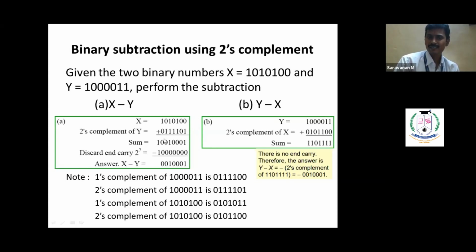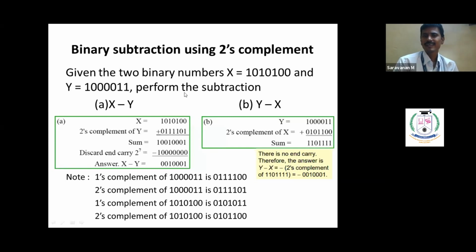Okay. So by adding these two, we found that there is an end carry. So if you get an end carry, the logic is very simple. Discard this. Whatever comes here, that will be your summation. I mean, the sum is your difference of x minus y. Logic is clear? So if you want to subtract a smaller number from a bigger number, the logic is: take the second number, find the 2's complement of the second number, then add it with your first number, and see whether you are getting a carry or not. If you are getting a carry, discard the carry, and what is left is your difference.